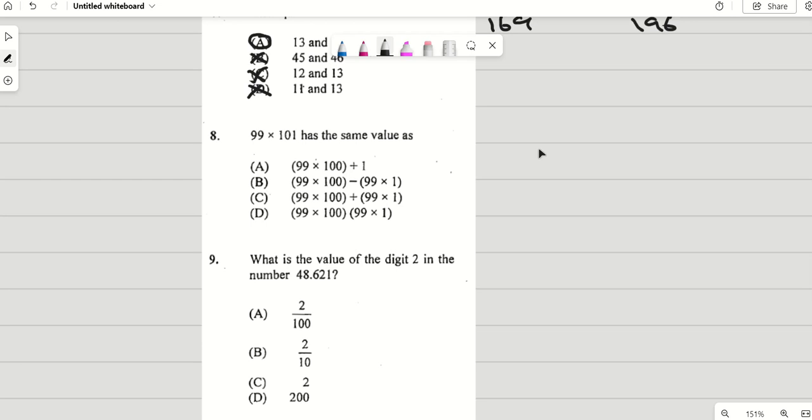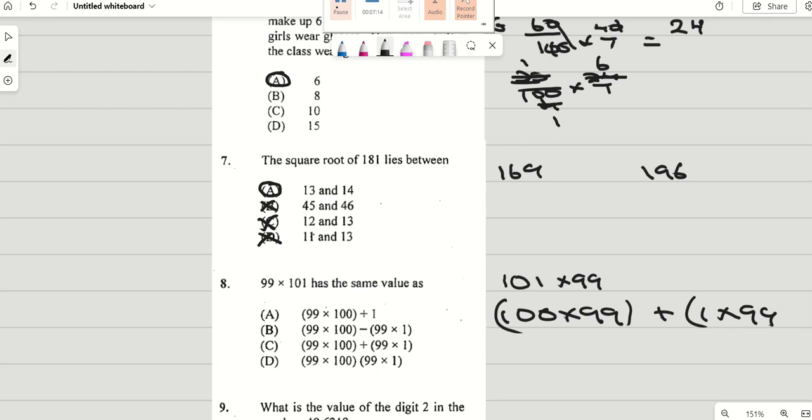All right. This question here: 99 multiplied by 101 has the same value as. Now, if we know anything about multiplication, this is 101 multiplied by 99. When you multiply this, it would be 100 multiplied by 99 plus 1 multiplied by 99, right? So it would be C.